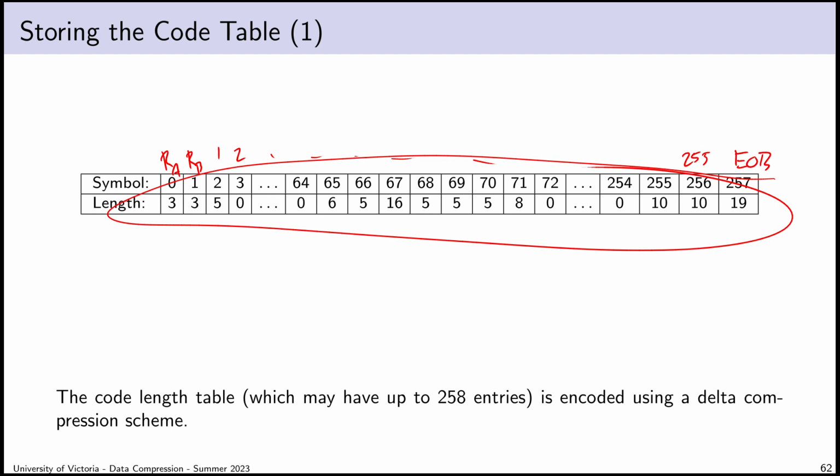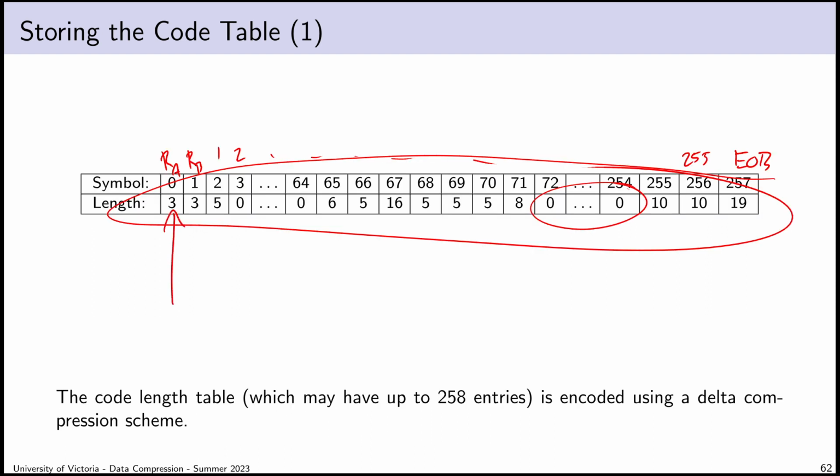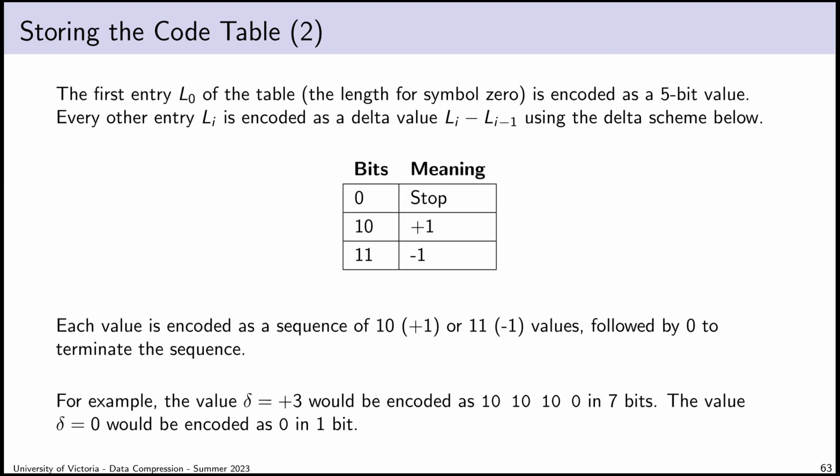So the issue here is the code length table could even contain 0 length codes, although this is an example. It probably wouldn't contain this many zeros because of the way move-to-front encoding works. So I encode my code length table by encoding the very first entry, so that would be this thing here, as an absolute 5-bit value. So I use 5 bits because the maximum code length is 20. So to encode the number 20, I would need 5 bits.